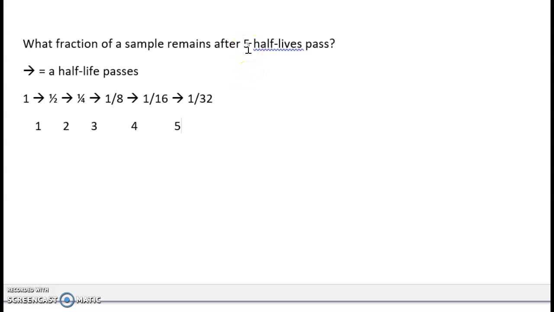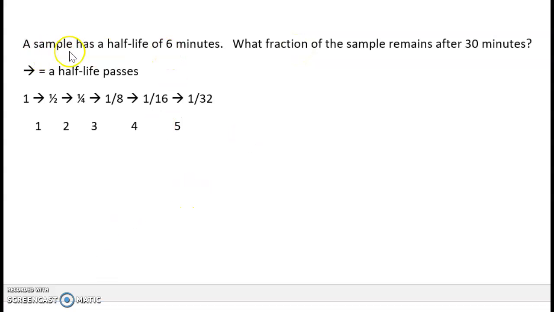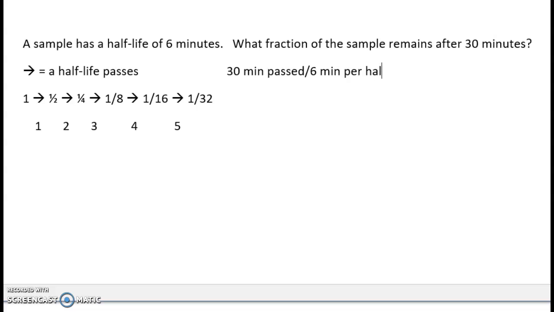So instead of telling you that 5 half-lives pass, you might see the problem look like this. So it turns out this is really the same problem here, but it's written differently. It first tells you that your sample has a half-life of 6 minutes, then asks how much remains after 30 minutes. And what you should be seeing here is that means 5 half-lives have passed by. In other words, 30 minutes that have passed divided by 6 minutes per half-life, okay, equals 5 half-lives left.